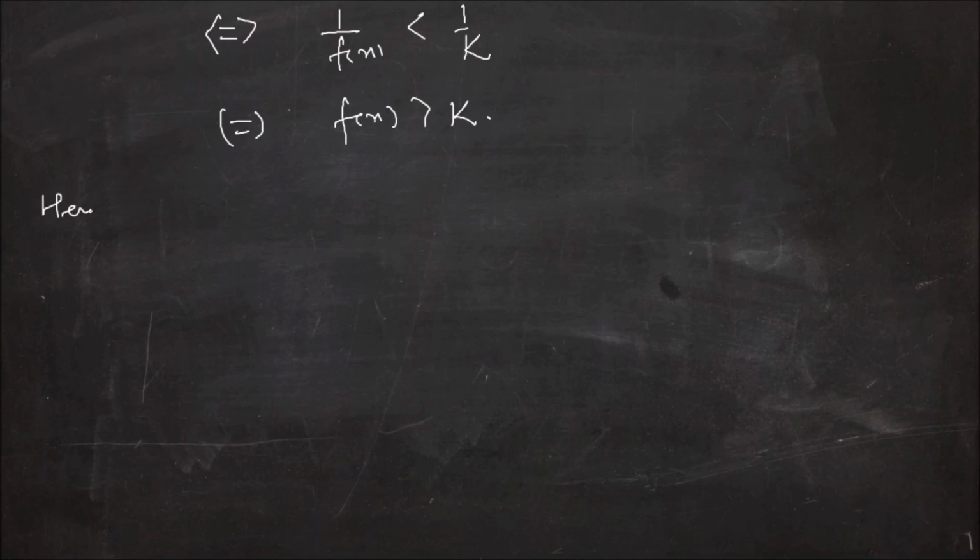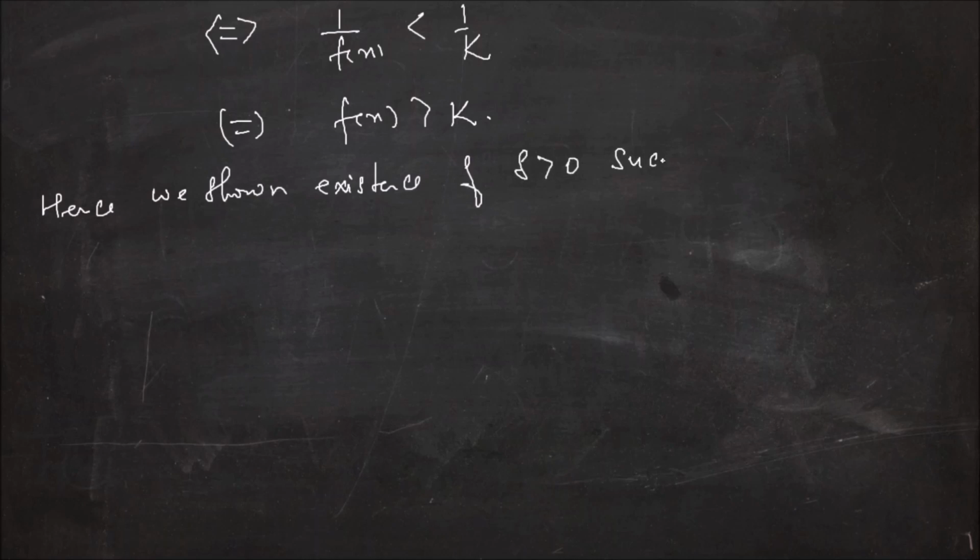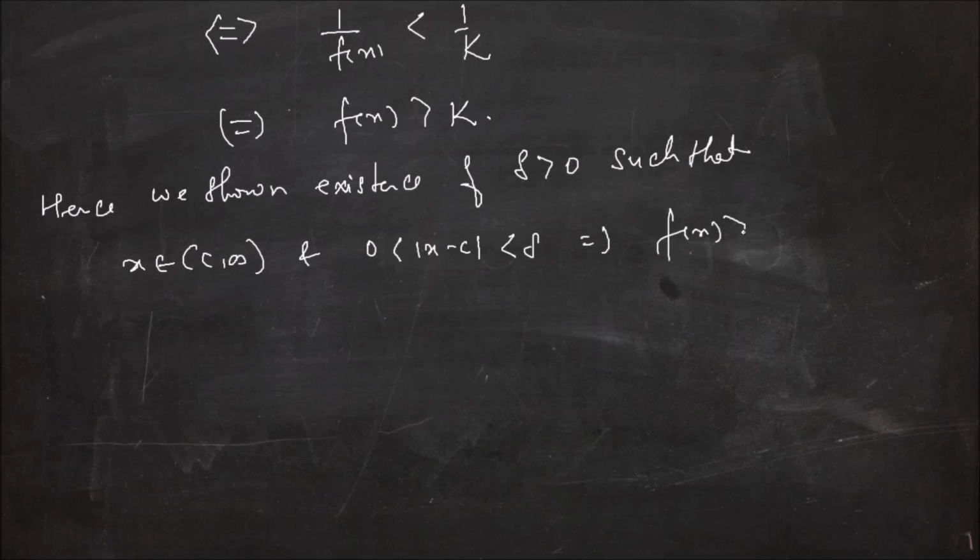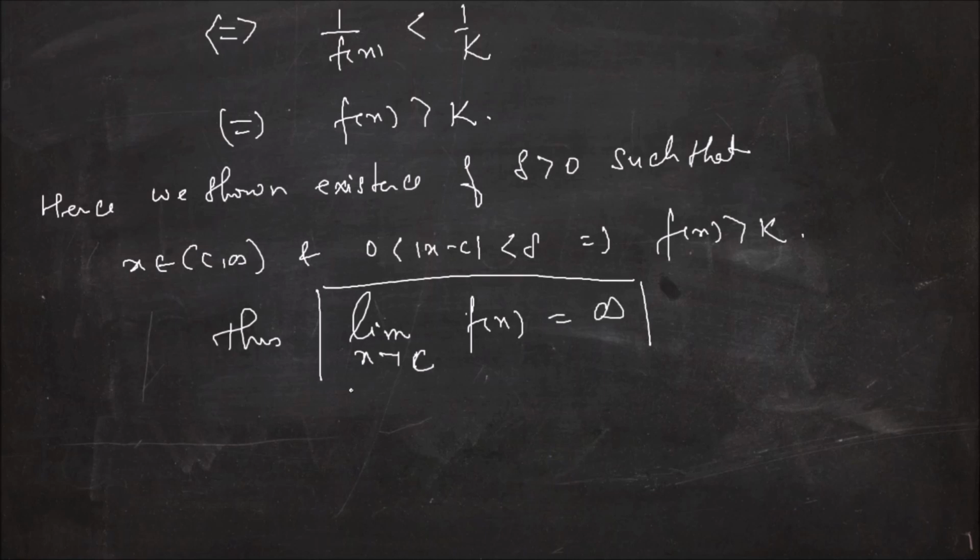So hence we have shown existence of delta greater than 0 such that x belonging to (c, infinity) and 0 less than x minus c less than delta implies f(x) is greater than k. Thus the limit as x tends to c of f(x) is equal to infinity. So this is what we had to prove. Hence proved. So this completes question number 4.